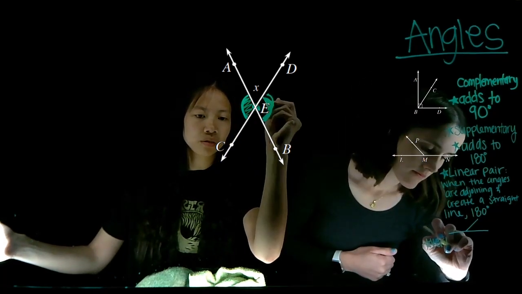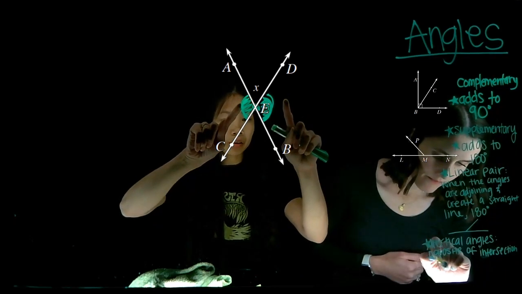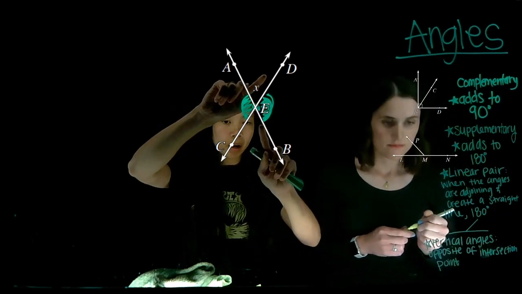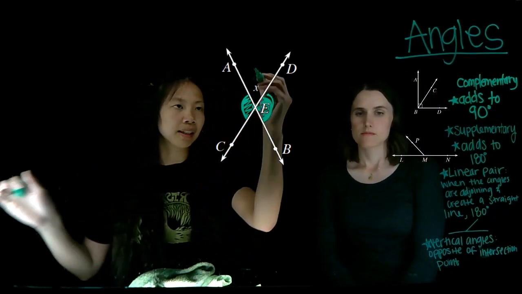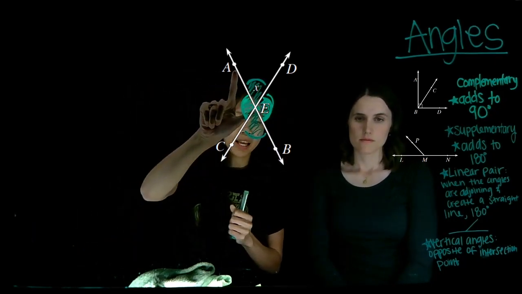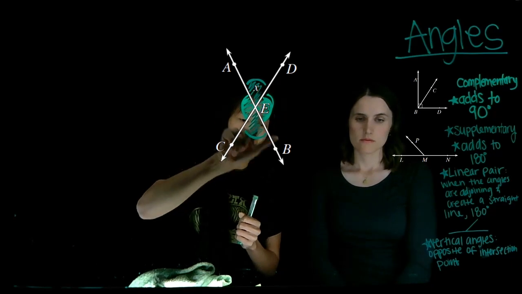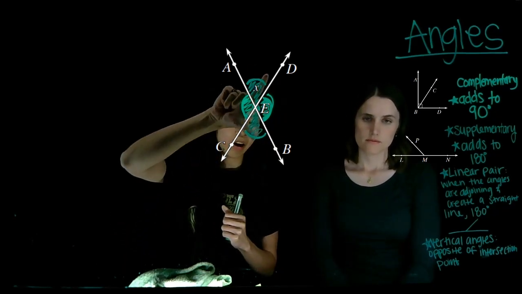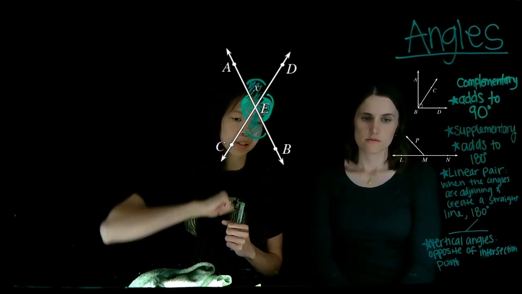This angle is vertical angles with this angle. So these two angles are vertical, but notice that the top and bottom here are also vertical angles because they lie opposite of this intersection point. So we would say that angle AED and angle CEB are also vertical angles because they lie opposite of the intersection, and these two lie opposite of the intersection point.